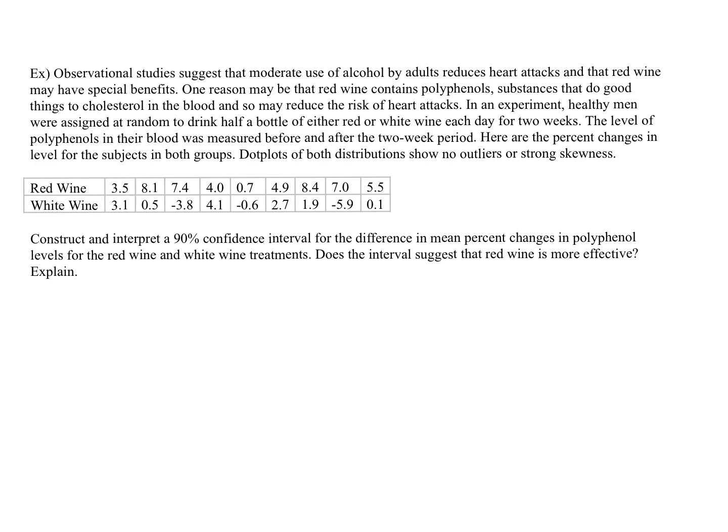Construct and interpret a 90% confidence interval for the difference in mean percentage changes in polyphenol levels for the red wine and white wine treatments. Does the interval suggest that red wine is more effective? Explain. So first we have to pick what x1 and x2 are going to be. So we're going to have x1 be our red wine levels and x2 be the white wine levels.